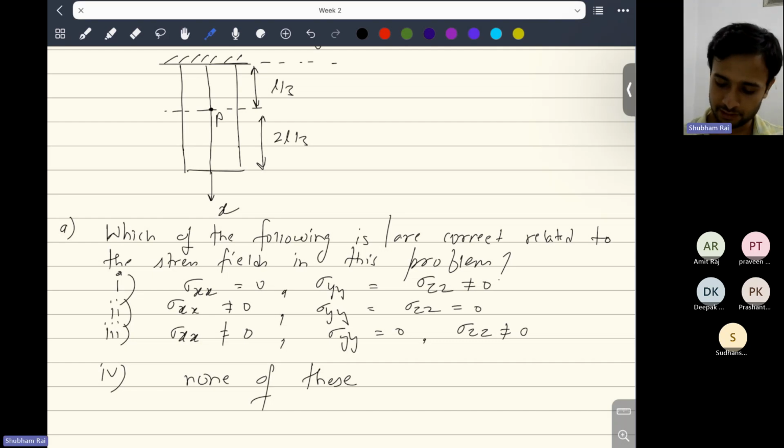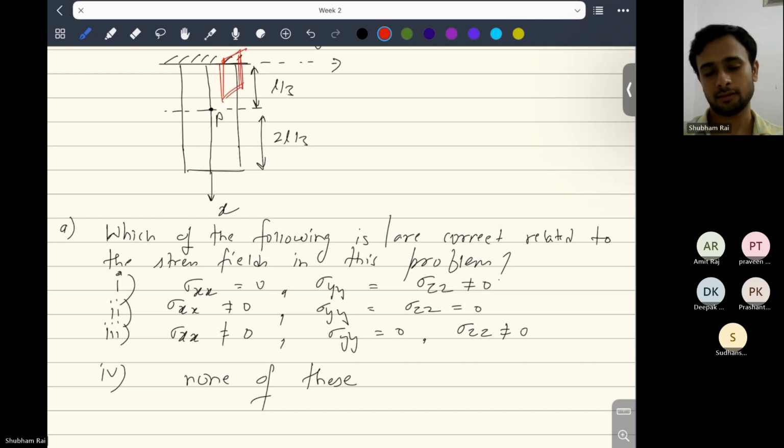If you see sigma yy, sigma yy will be zero because let's say this is direction y. And if you take any plane here, plane normal will be this, plane will be this. On this plane there is no force that is acting. There will be no normal force acting on this plane. There's no traction in this direction. So that's why sigma yy will be zero.